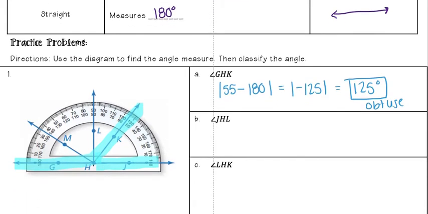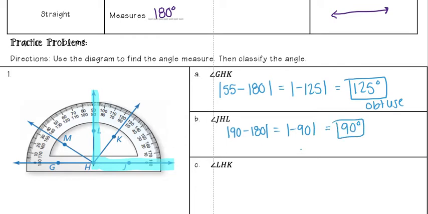Okay, let's try another one. This time I want to find JHL. And I see that this one's going through 90. So I have 90 minus 180. That's going to be negative 90, so just 90 degrees. And the type of angle that one was is a right angle.